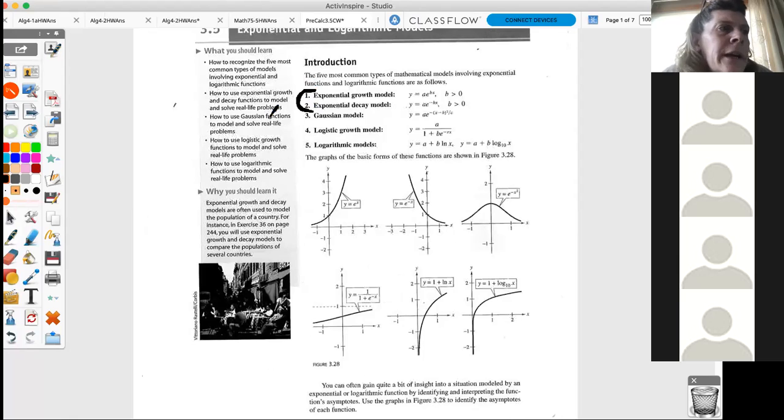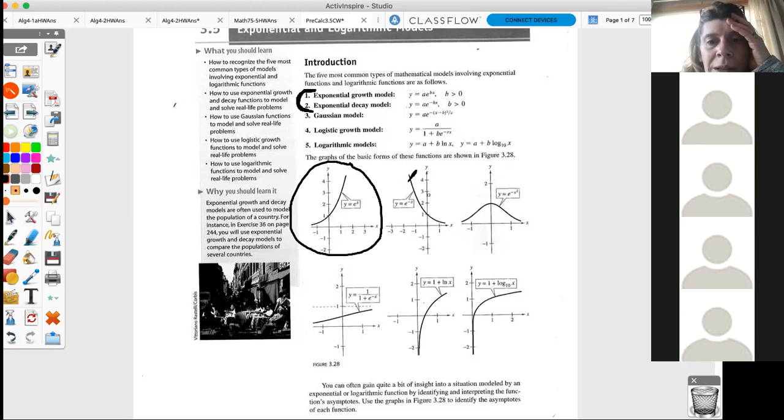Exponential growth would be like you're putting money in a bank. Well, PERT, right? PERT would be an exponential growth situation. You put money in a bank, it gets interest, so it grows, so it's going to go up. And this is what an exponential growth graph looks like. So this right here is exponential growth. All right.